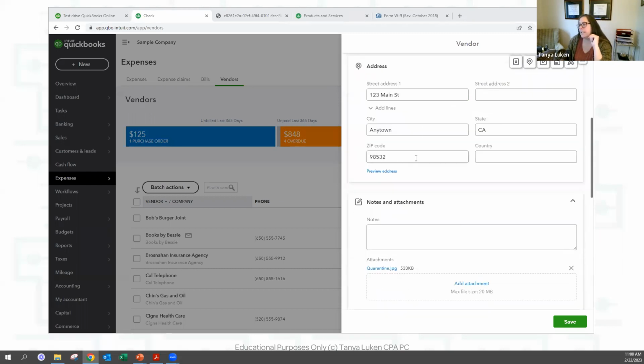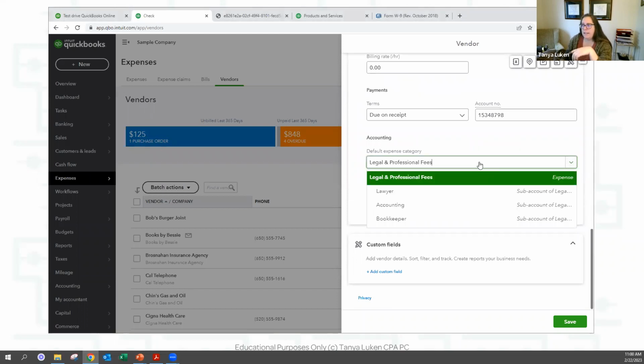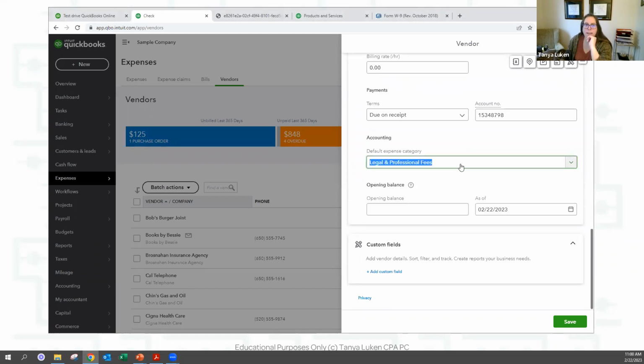And then Leah asked at the bottom here: if there's a default expense category, you can pick it, but you don't have to pick anything here. You can just leave it blank. The reason you would pick it is, let's say, it's your utility bill. You're always going to put your APS bill or your SRP bill into utility expense, so it'll just automatically populate that way.